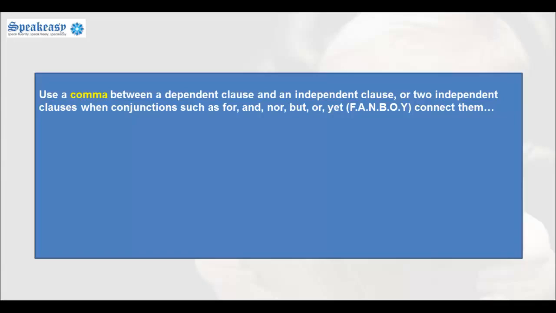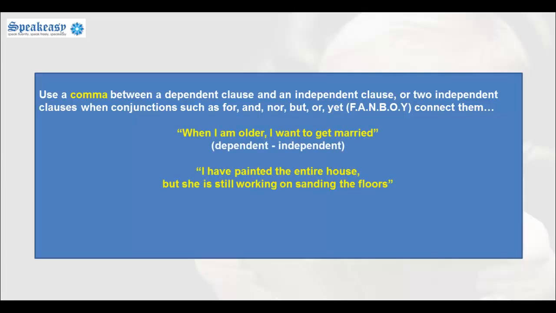Use a comma between a dependent clause and an independent clause, or two independent clauses when conjunctions such as for, and, nor, but, or yet are used to connect them. When I am older, I want to get married. The first clause is a dependent clause, and it is separated from the second clause, an independent clause, by a comma.